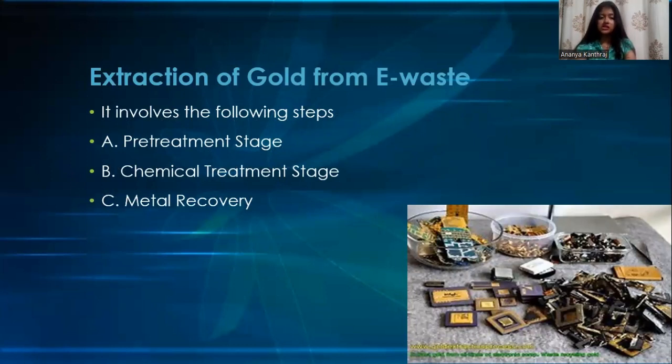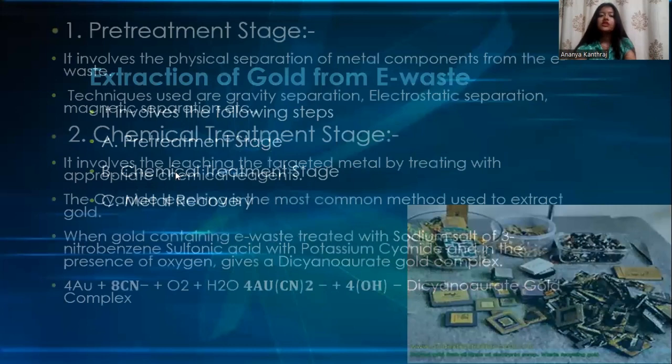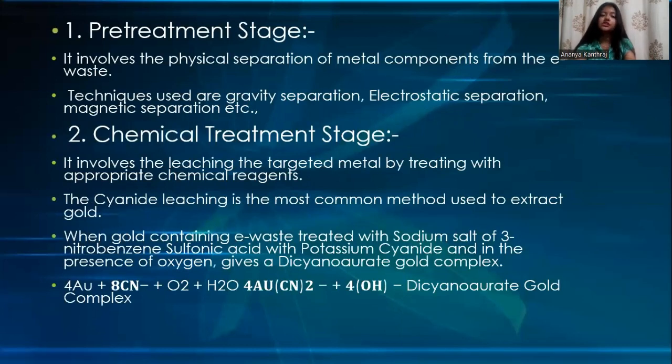First is the pre-treatment stage, second is the chemical treatment stage, and third is the metal recovery stage. In the pre-treatment stage, it involves the physical separation of metal components from the e-waste. Techniques used are gravity separation, electrostatic separation, magnetic separation, etc. Second is the chemical treatment stage. It involves leaching the targeted metal by treating with appropriate chemical reagents. Cyanide leaching is the most common method used to extract gold.